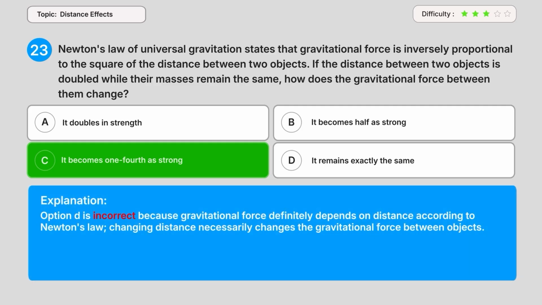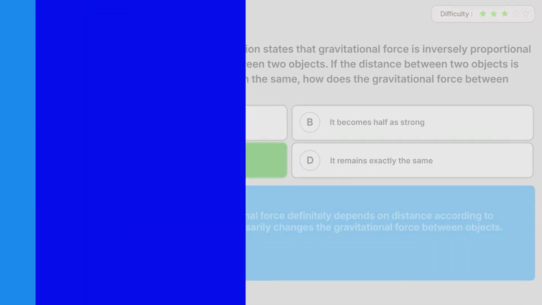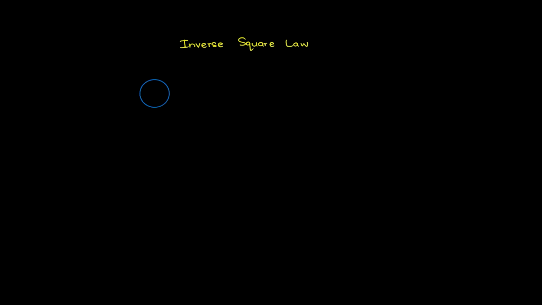Option D is incorrect because gravitational force definitely depends on distance, according to Newton's law. Changing distance necessarily changes the gravitational force between objects. Newton's law of universal gravitation includes an inverse square relationship with distance.